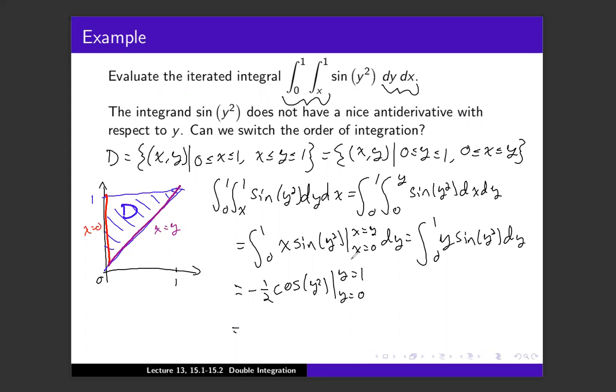Which is just, now you plug in y equals 1 into that and y equals 0 into that, that's just 1/2 minus 1/2 cosine of 1. Cosine of 1, that's about the best you can really do there. So that's our final answer.